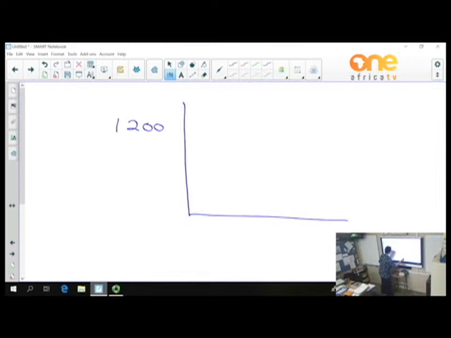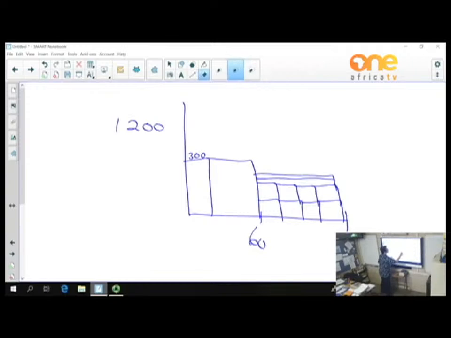Now, this is what I actually want you to do. So here's the first one. This one has a frequency of 300. Now, look at the next one, between 10 to 30. The bar width is now, so it's 1 line.